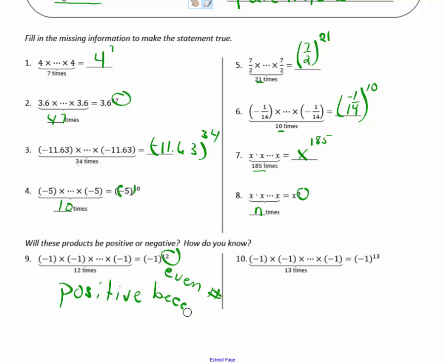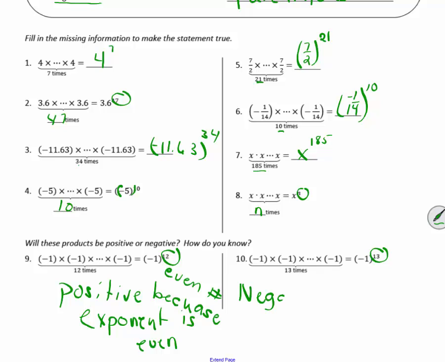And if we think about our rules, right, when we had one of each, an odd number of negatives, then it was a negative. When they were the same, an even number of negatives, then it was positive. This exponent is even. For over here, this time I'm going to look. I have an odd exponent. I'm multiplying an odd number of negatives, so this would have to be negative. Exponent is odd.